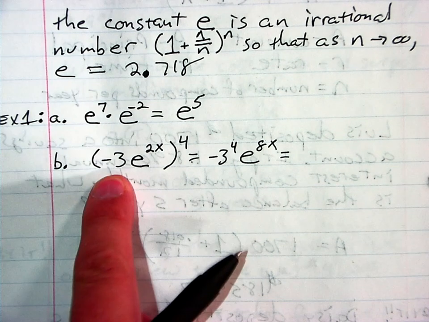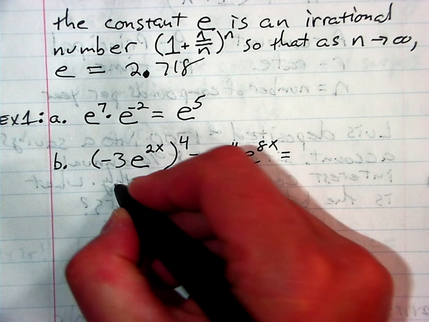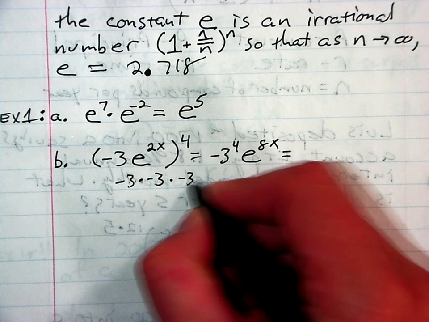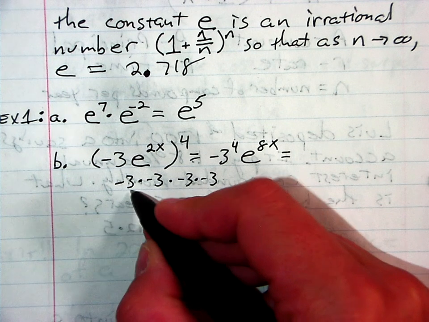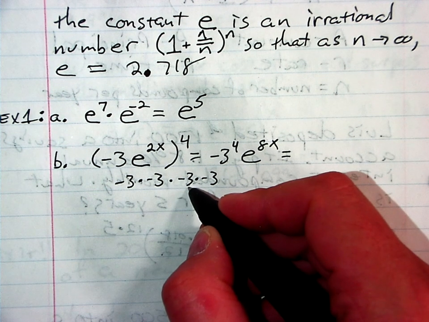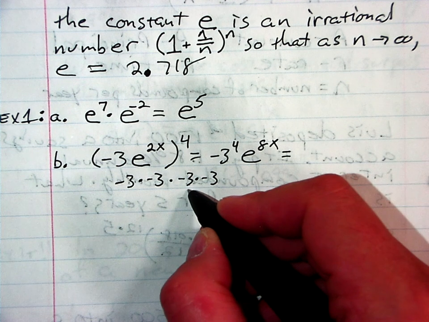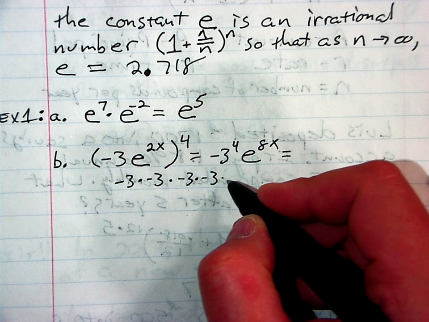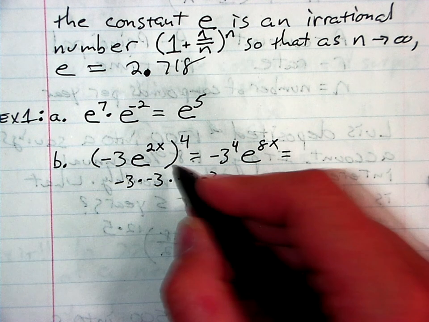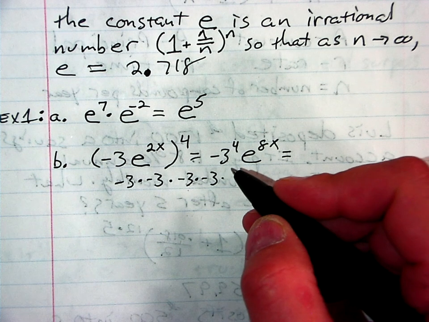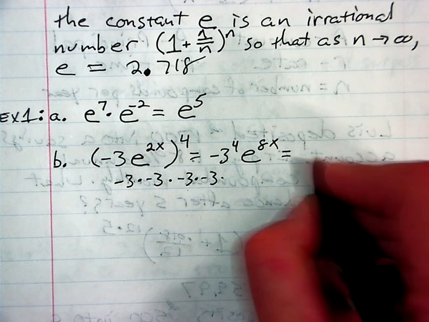Because this is negative 3 to the 4th power, so it's the same as negative 3 times negative 3 times negative 3 times negative 3. Negative 3 times negative 3 is positive 9. 9 times negative 3 is negative 27. Negative 27 times negative 3 is positive 81. So when you put this in your calculator, you have to put it in parentheses: parentheses, negative 3, raised to the 4th, and it should tell you positive 81.